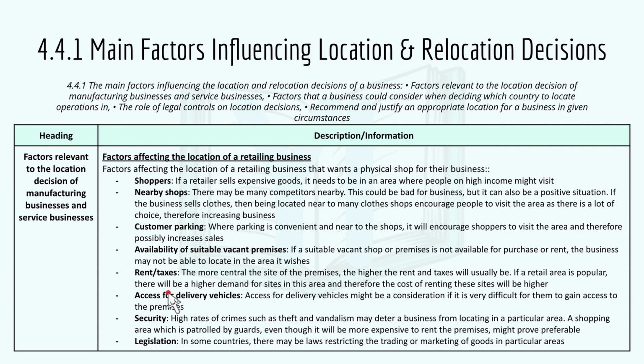And then we have access for delivery vehicles. Access for delivery vehicles might be a consideration if it is very difficult for them to gain access to their premises. Then we have security. High rates of crimes such as theft and vandalism may deter a business from locating in a particular area. A shopping area which is patrolled by guards, even though it will be more expensive to rent the premises, might prove preferable. Then lastly, legislation. In some countries, there may be laws restricting the trading and marketing of goods in particular areas.